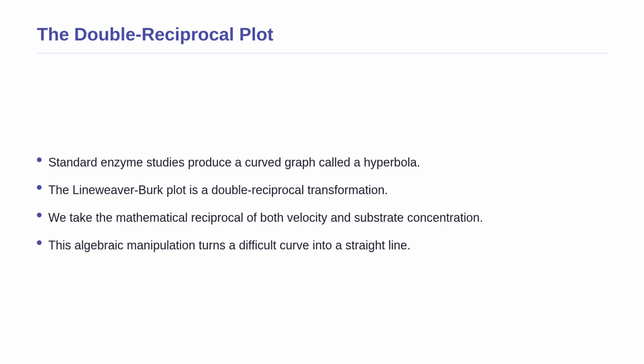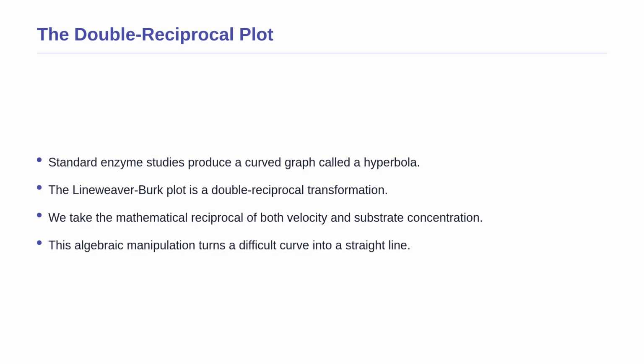Building on that race car analogy, let us look at the formal definition of this mathematical trick. The Lineweaver-Burk plot is formally known as a double reciprocal plot of enzyme kinetics. Normally, when we study enzymes, we plot the reaction velocity against the substrate concentration, which produces a curved graph called a hyperbola. Instead of using those normal values, this method takes the mathematical reciprocal of both of them.